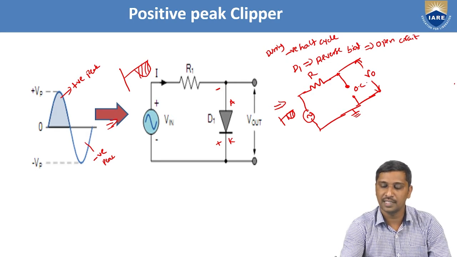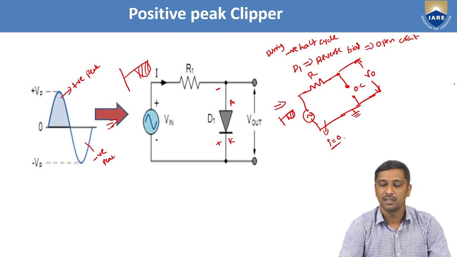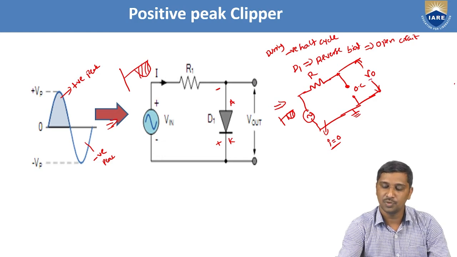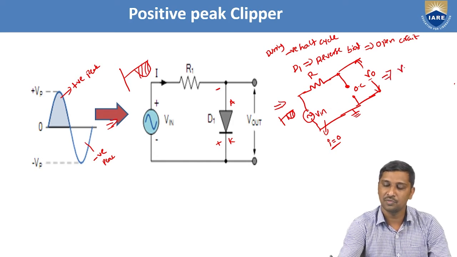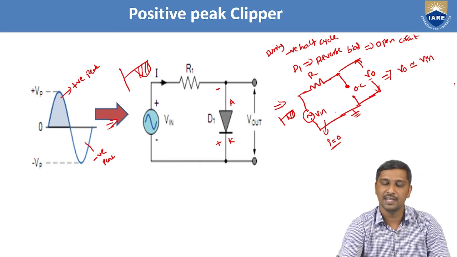From this network, if it is an open circuit, during this cycle the current flowing across this network is 0. If the current is 0, now we are going to observe this output voltage. This output voltage is parallel to the given input voltage. Hence, from this circuit, V0 is approximately equal to your applied input voltage. So what is the applied input voltage here?